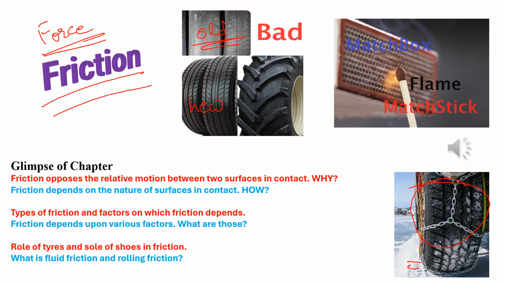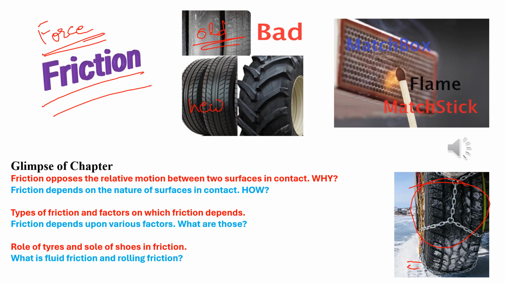Types of friction force. Friction depends upon what factors? Say for example, consider a very simple day-to-day life example, that is this matchstick, flame and matchbox. Now when you rub this matchstick on the specified place of the matchbox, it creates a sound like this, and it will light up.